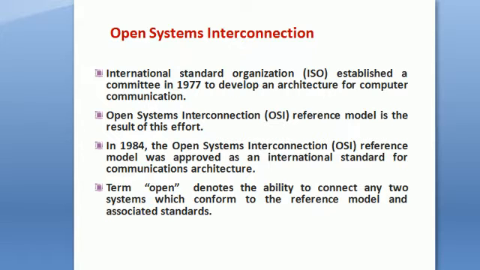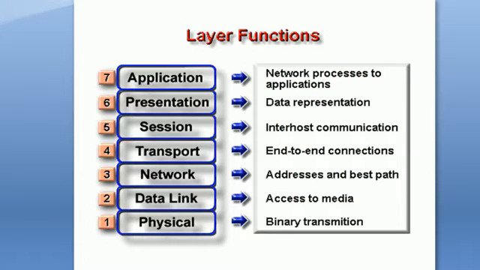The ISO works on standardization of protocols. In 1984, the Open System Interconnection (OSI) reference model was approved as an international standard for communication architecture. This is how the OSI model looks. The OSI model is made up of 7 layers.